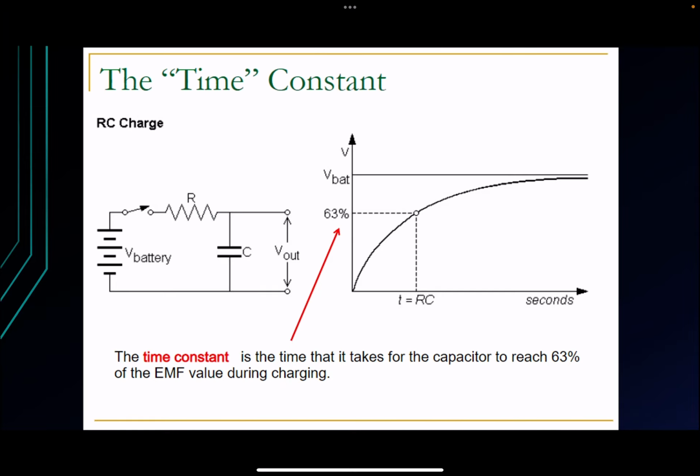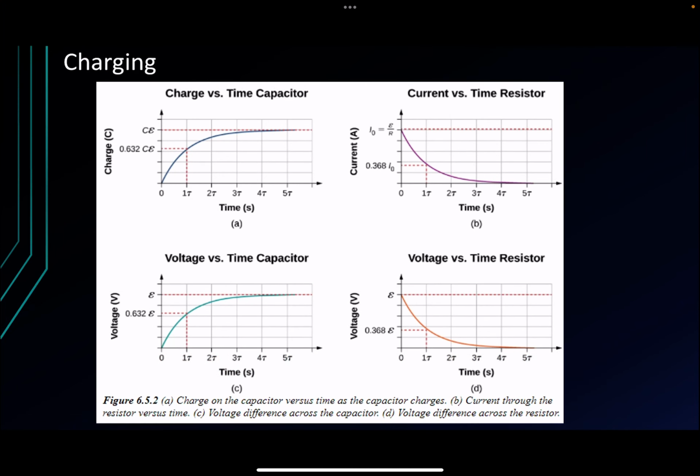So the time constant is the time it takes for the capacitor to reach 63% of the EMF value during charging, or 37% remaining during charging. So these graphs I took from your textbook. As I just mentioned, it is really important for you guys to read that textbook. It goes into a little bit more detail, and it's just written in a little different way. The more different sources you can use to get a broader understanding of this, the better.